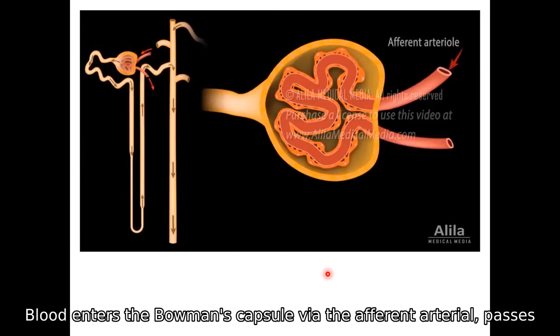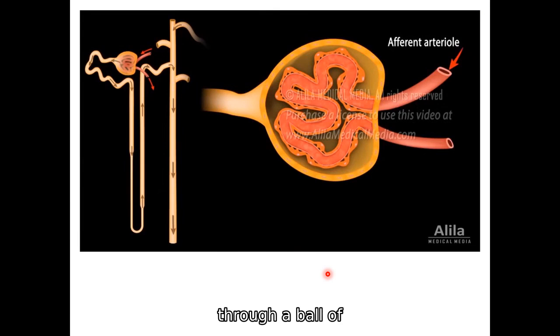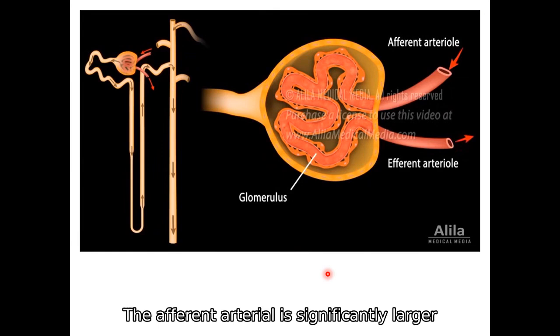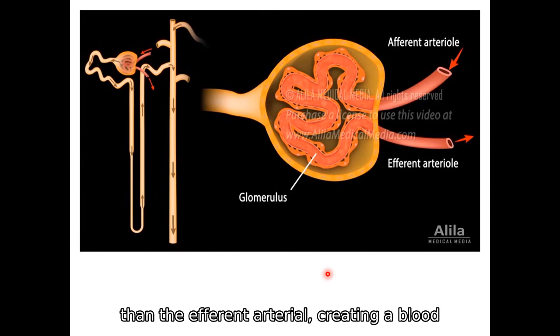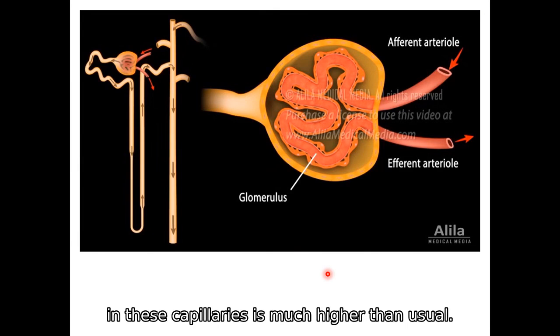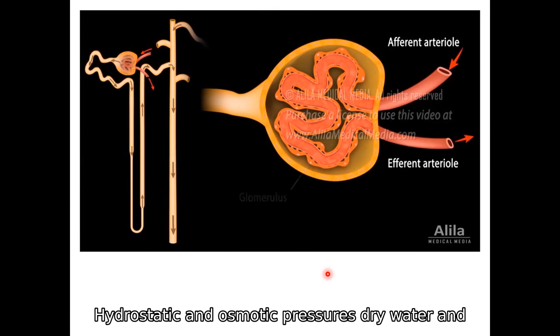Blood enters the Bowman's capsule via the afferent arteriole, passes through a ball of capillaries called the glomerulus, then leaves via the efferent arteriole. The afferent arteriole is significantly larger than the efferent arteriole, creating a blood flow with a large inlet and small outlet. As a result, the blood hydrostatic pressure in these capillaries is much higher than usual.